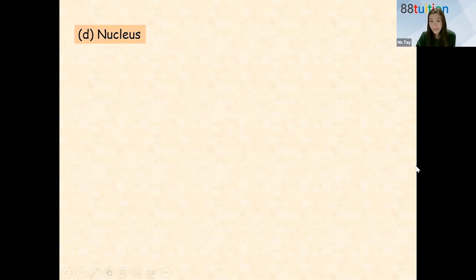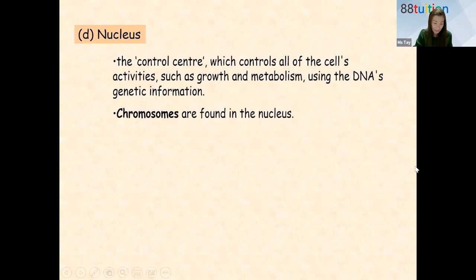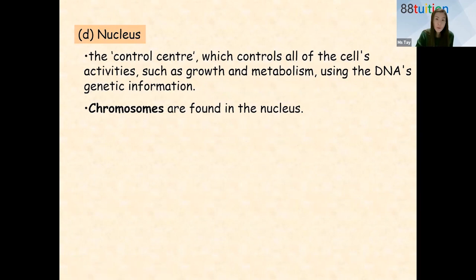Nucleus, not something you are not familiar with. So take note, we call it the control center. Why? Because it controls all of the cell's activities, such as growth and metabolism, using the DNA's genetic information. So the nucleus contains this genetic information. It helps with growth and metabolism. So these are the main activities of the cells.